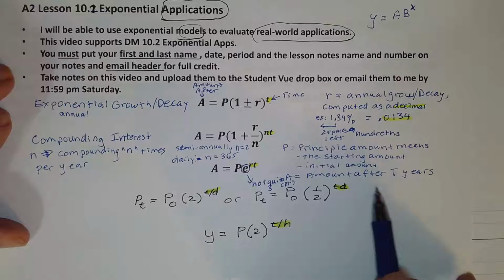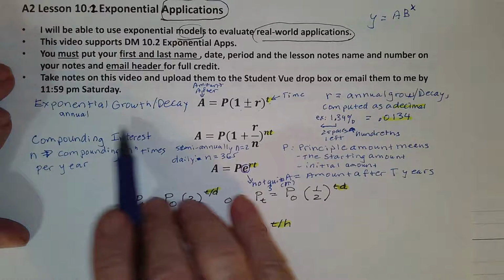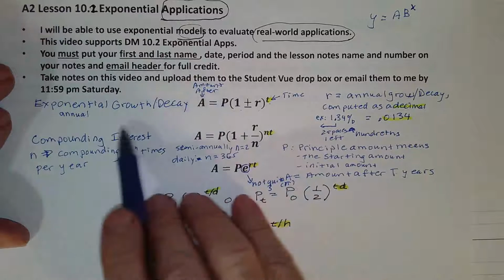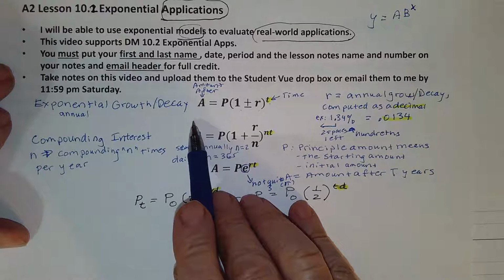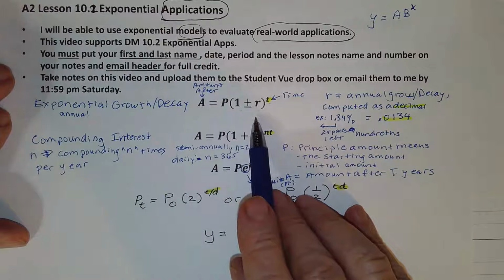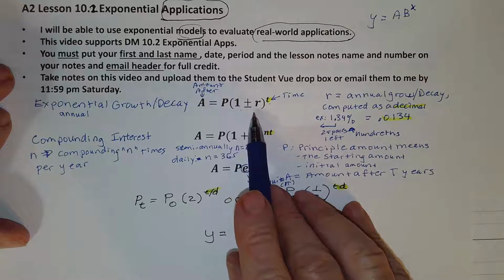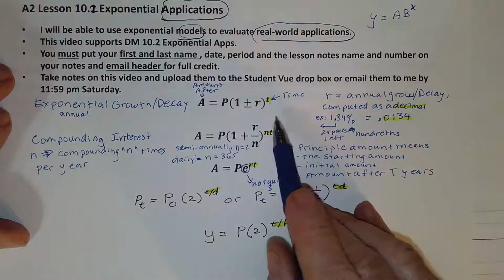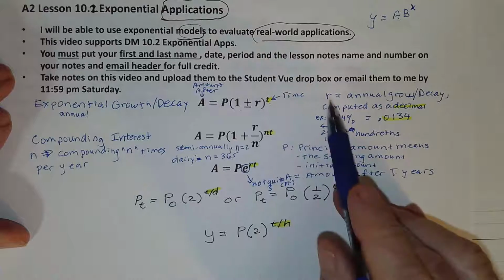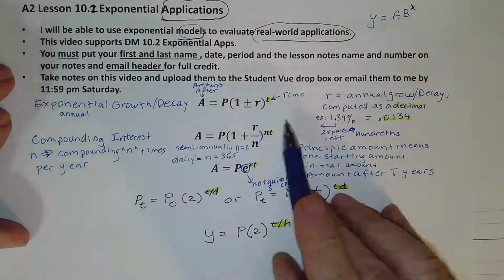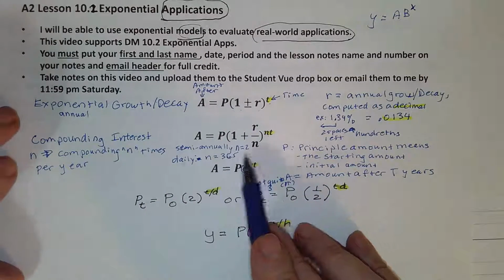All right. Now, the first equation is simply exponential growth and decay, and I've pretty much explained that. So you have the rate expressed as a decimal. T is time, and in this case it's going to be in years because this is annual.